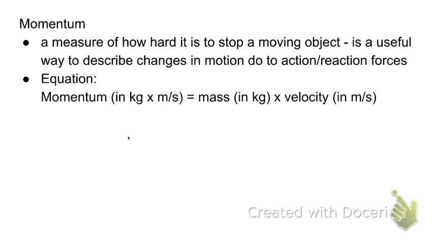Our equation for momentum is: momentum, which is measured in kilograms times meters per second, is equal to mass, which we'll usually measure in kilograms, times velocity, which is measured in meters per second. You'll see it written as P equals M times V. We abbreviate momentum with the letter P instead of M because we already abbreviate mass with the letter M, and we can't have two variables that are the same in an equation. It gets confusing. So momentum is abbreviated with the letter P, and it is equal to mass times velocity.